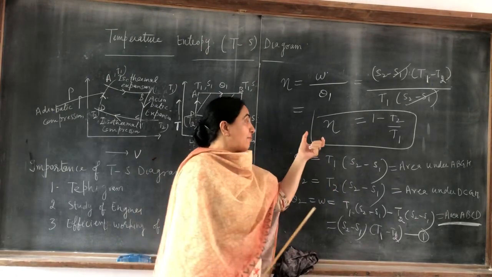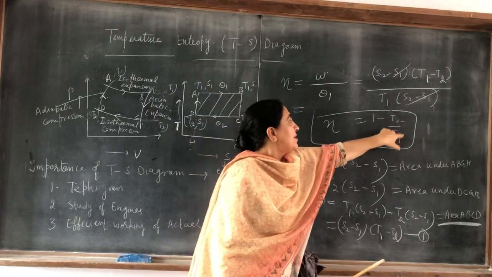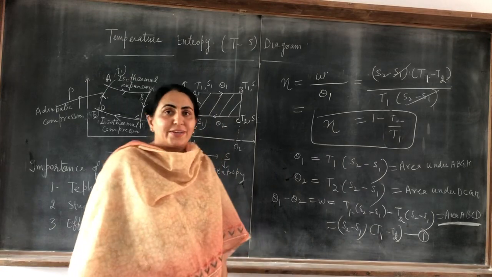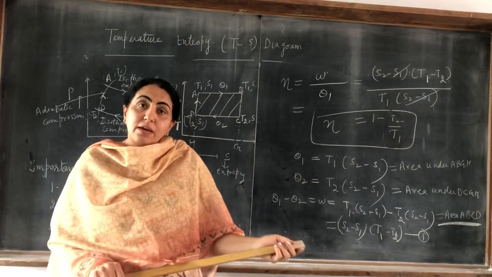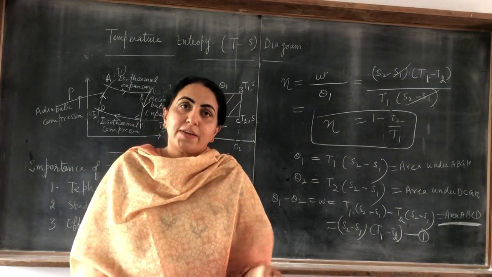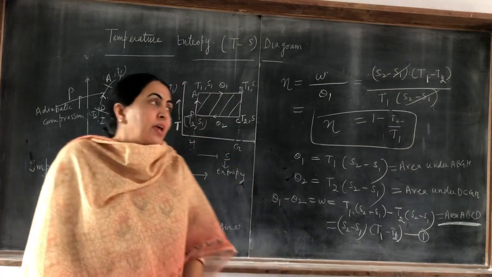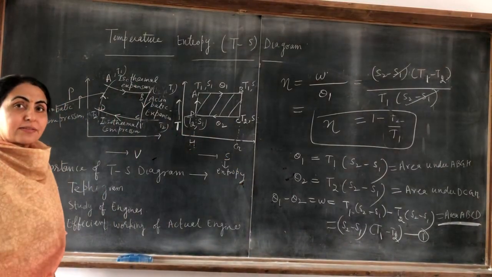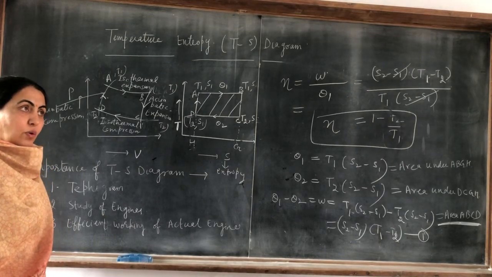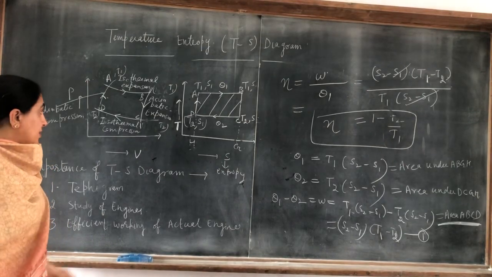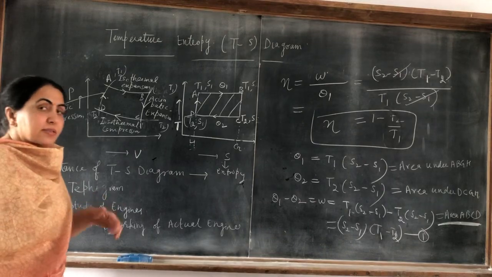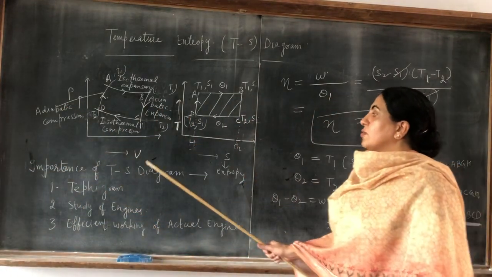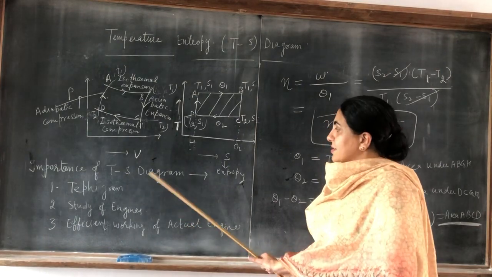And we have studied that efficiency can never be equal to 1. If it were equal to 1, then T2 would be 0, absolute zero, which can't be attained. So efficiency can never be equal to 1. There are some losses. Then where do we use this TS curve? I have told you in the beginning that this curve has many applications. What are these applications, or you can say the importance of this TS diagram?